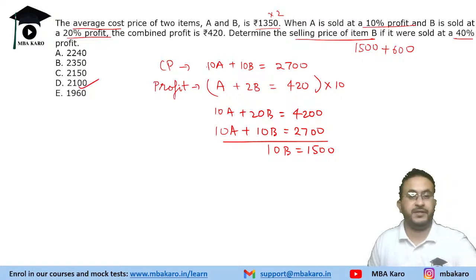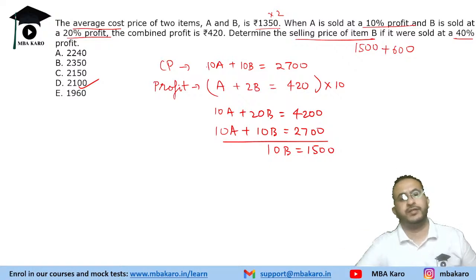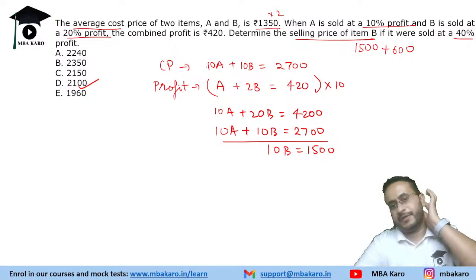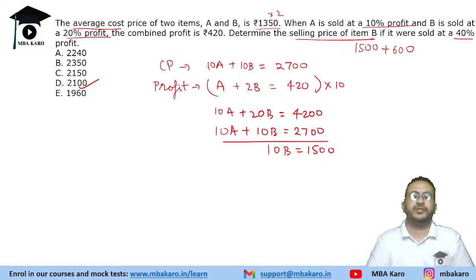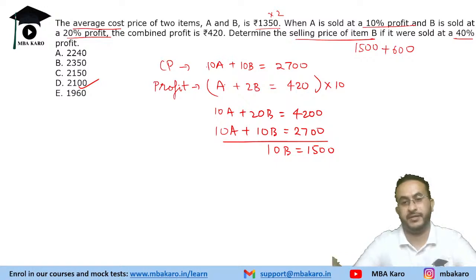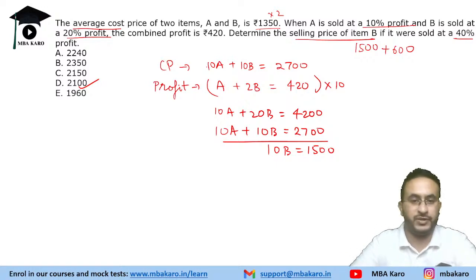Okay, fairly simple, easy equations. I mean, it could be done without even using a pen. If you can mentally solve these equations, like multiplying by 10, you can calculate in your head that it will be 4200 minus this is 1500. That will be 10B. You do not have to write equations every time.